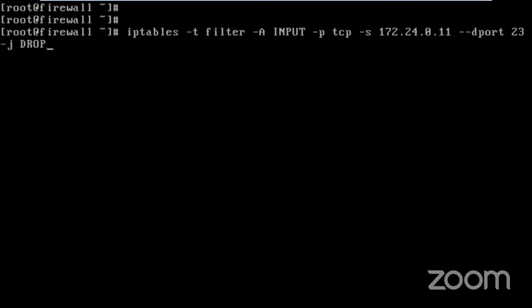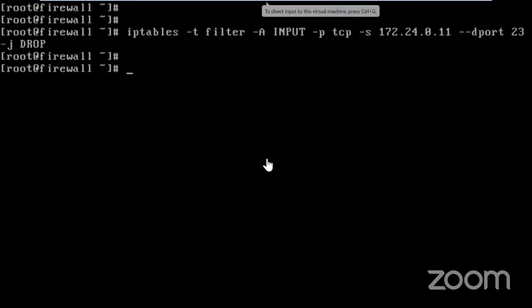So in my case, this is the rule. Let me explain. I'm saying iptables, filter the traffic, again in input direction. And please remember, when we talk about telnet, the port of telnet is 23.